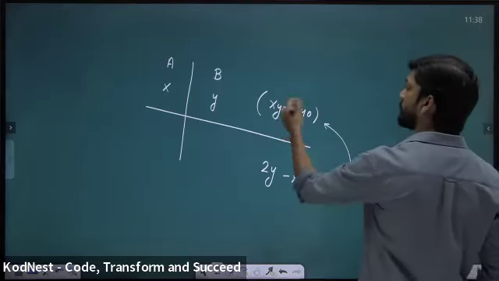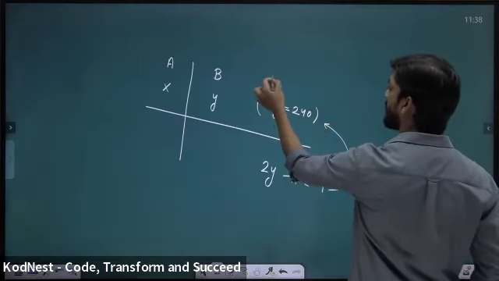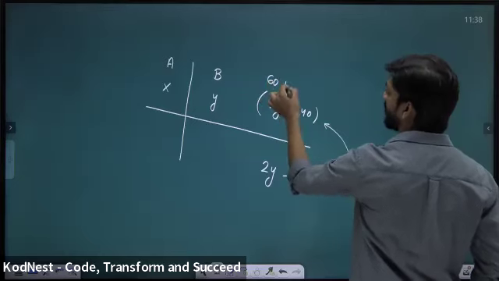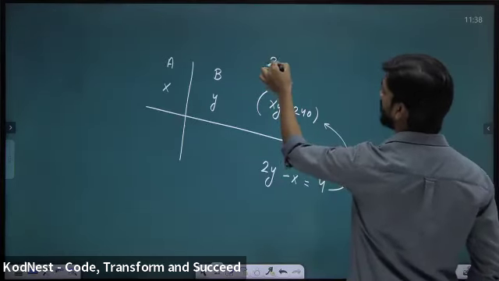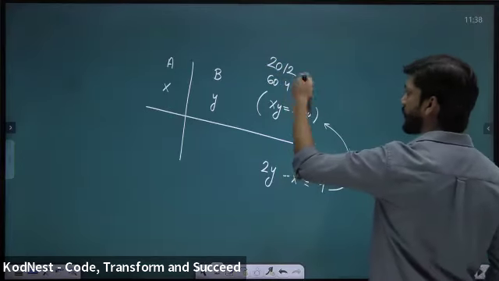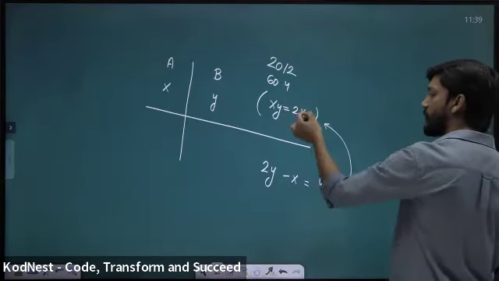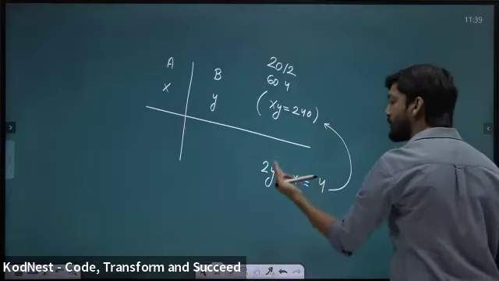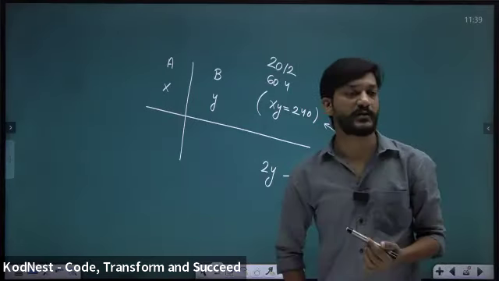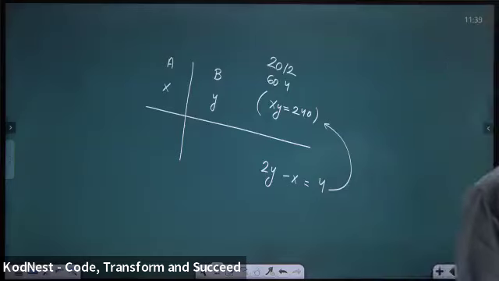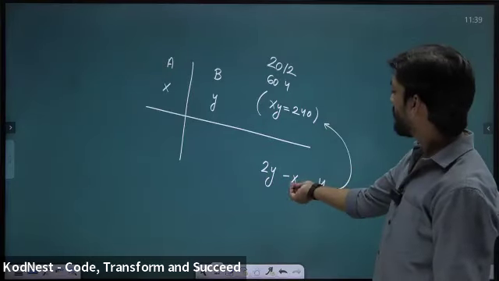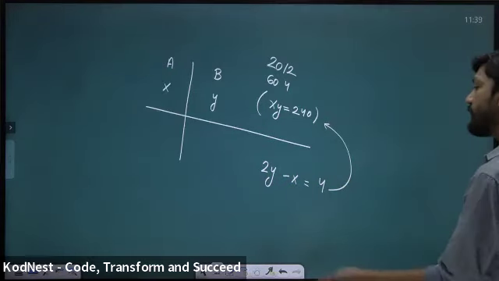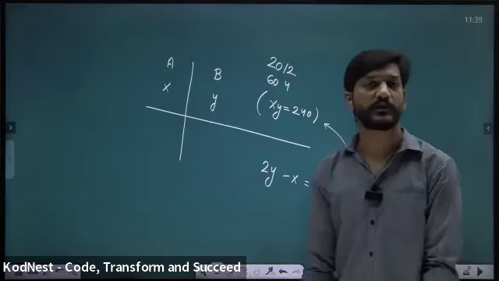You can think which two numbers have a product of 240, like 60 and 4, or 20 and 12. So like this, you can think of pairs of numbers which give you 240, and whichever pair satisfies this condition also, that is your answer. 20 and 12: twice of 20 is 40. No, twice of 12 is 24, and 24 minus 20 gives you 4. Yes, 20, 12 is correct.